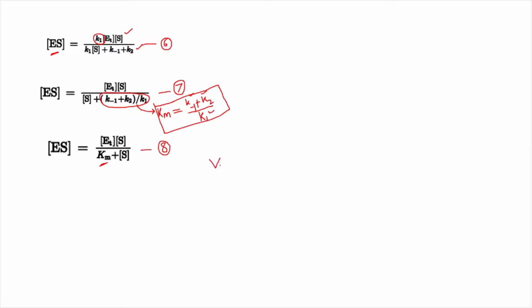Now if you remember, we wrote previously that V naught is equal to K2 into ES. If you have forgotten, please see the video once again. Where V naught is the rate of formation of the product, K2 is the forward rate constant where ES was broken down into product, and ES is the enzyme substrate complex concentration. Now ES we have got as ET into S by Km plus S. So we substitute it here. So we will write V naught is equal to K2 into ET into S by Km plus S.